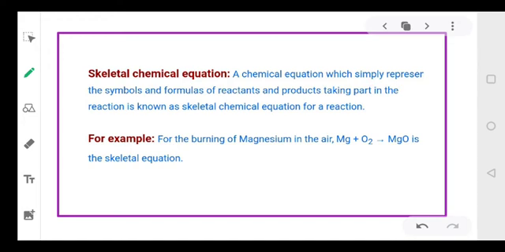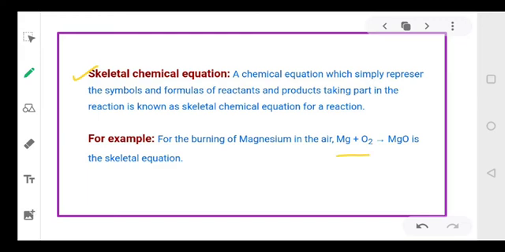So coming to the types of equation. We know that the chemical equation can be of two types. One is your balanced equation, another is your unbalanced equation. The unbalanced equation is also called a skeletal chemical equation. So skeletal equation and unbalanced equation are both the same type.